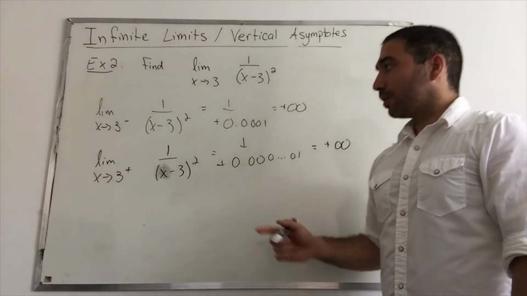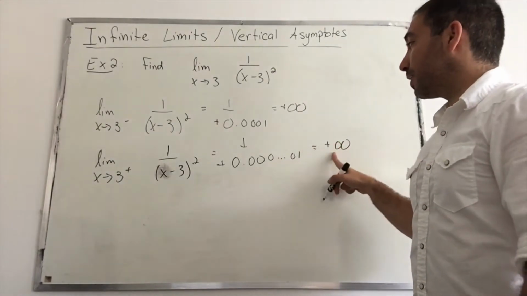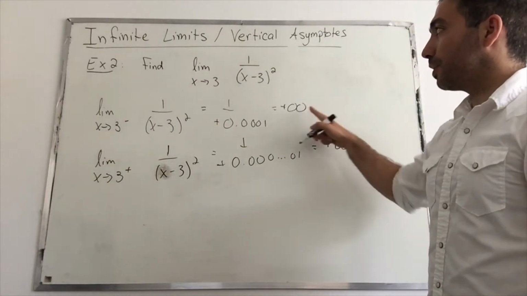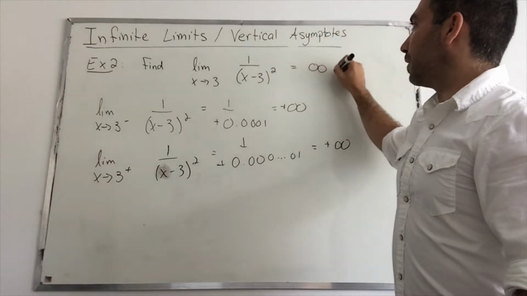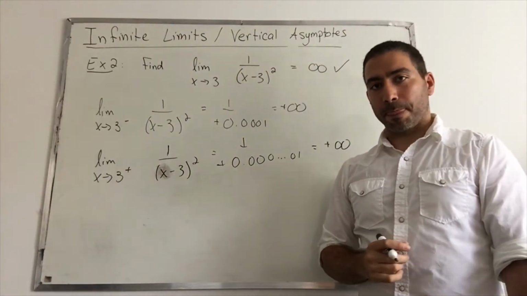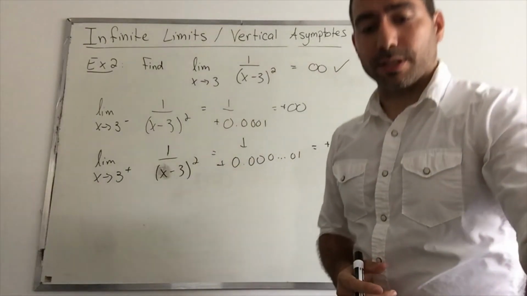Okay. So since the left-sided limit and the right-sided limit both went to positive infinity, we can conclude that this value here on top goes to positive infinity as well. And that's the answer. Okay, let's take a look at another example.